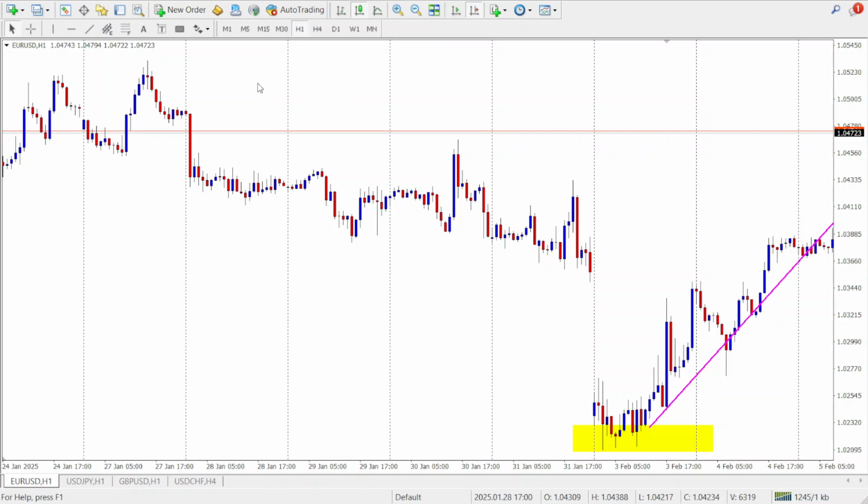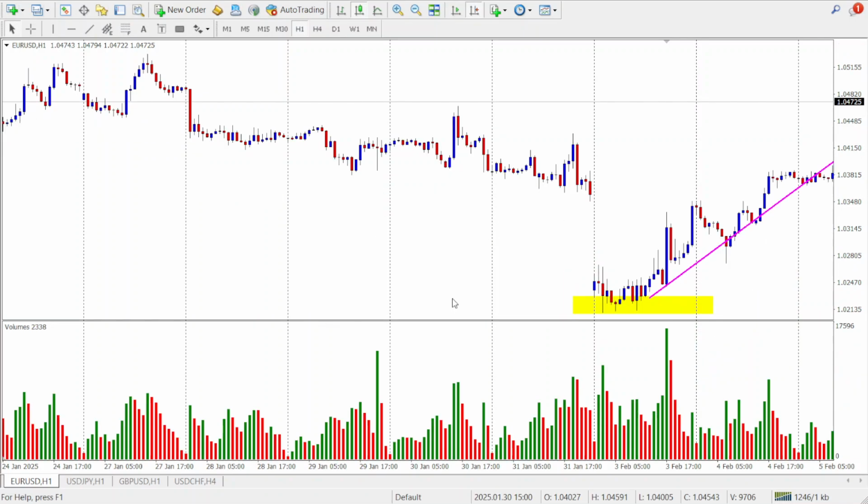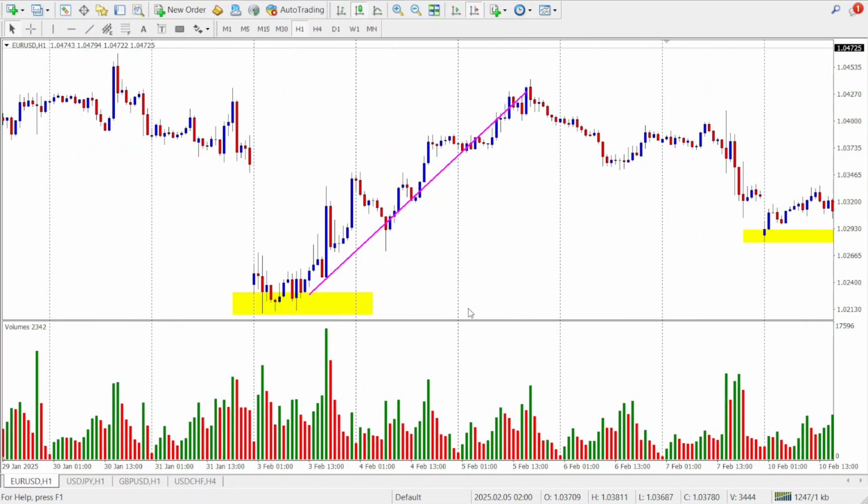And also combine with volume. All right, it's also important to pay attention to volumes. If a price zone is met with high volume when price reacts, it is a strong confirmation that institutions are involved. Now, a lot of traders fail to use supply and demand zones correctly.